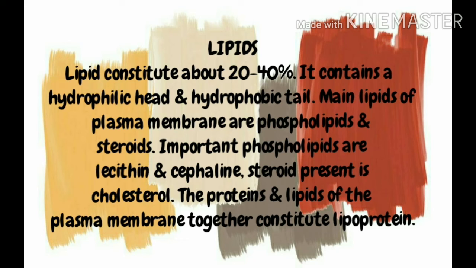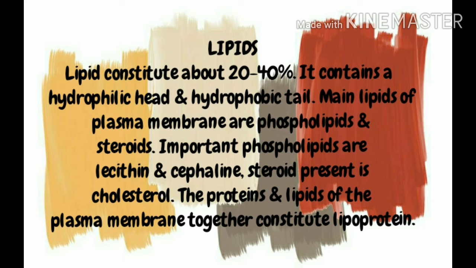Primarily, the lipids seen in the plasma membrane are phospholipids and steroids. Phospholipids means a phosphate group is attached to the lipids. Phospholipids like lecithin and cephaline are present in the plasma membrane, while steroids like cholesterol are present as well. The proteins that we studied earlier, along with these lipids together, make lipoproteins. Lipids plus proteins make lipoproteins.